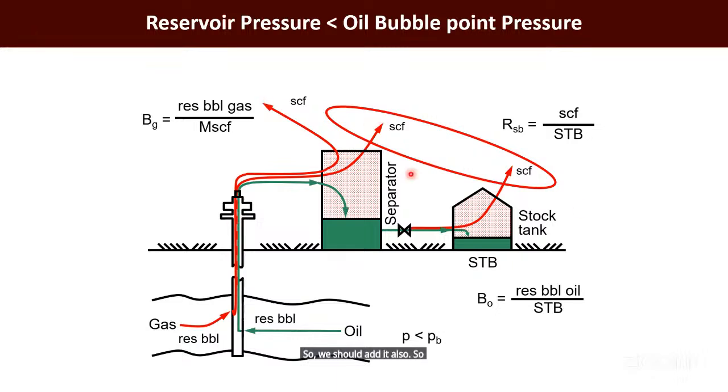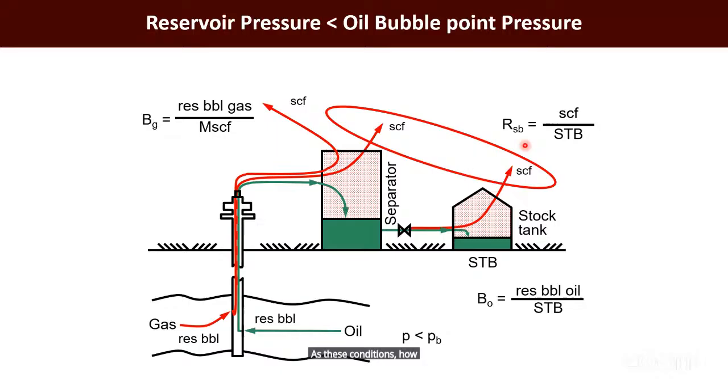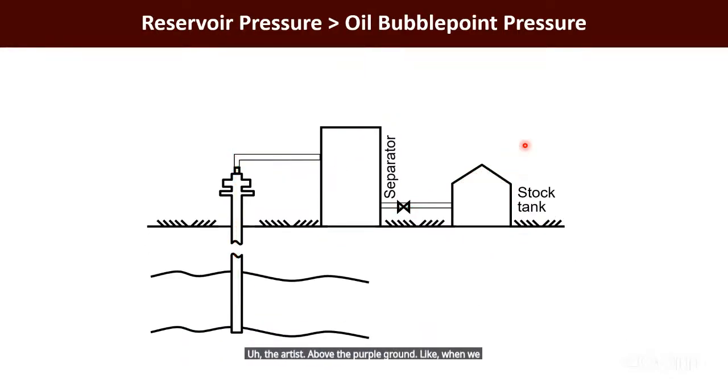In terms of the Rs, we only consider the gas coming out from the oil. The produced gas that has come out will not be taken into consideration in the calculation of the Rs, because the Rs at these conditions is the amount of gas dissolved in the oil. If it's below the bubble point, it should be lower than the Rs above the bubble point, like we illustrated in this figure.